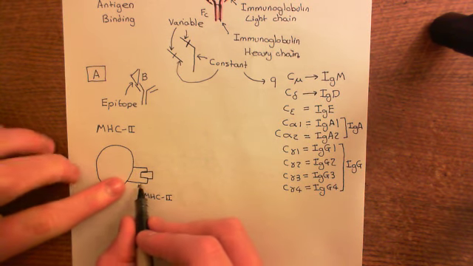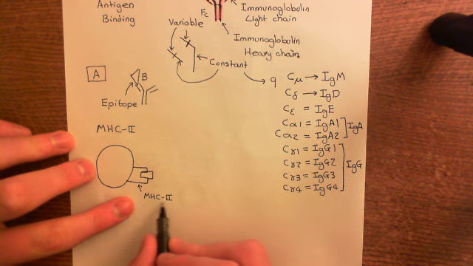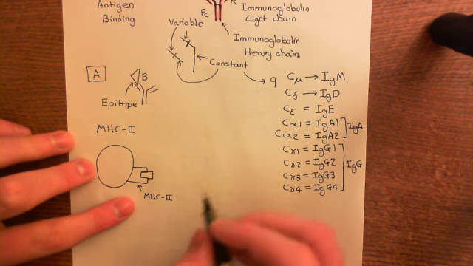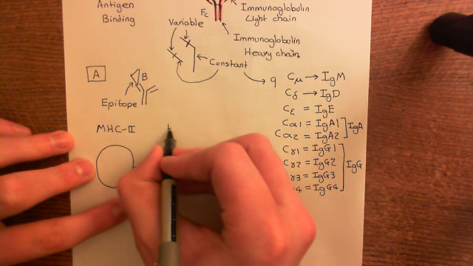Now, there are many different MHC molecules. Specifically, there are many different MHC class 2 molecules. Okay, so there are 3 main types of MHC class 2.